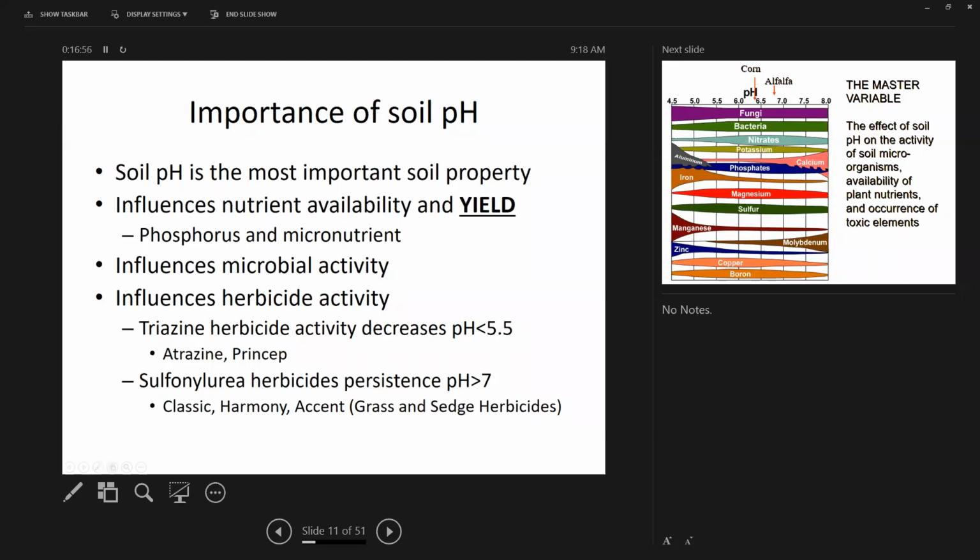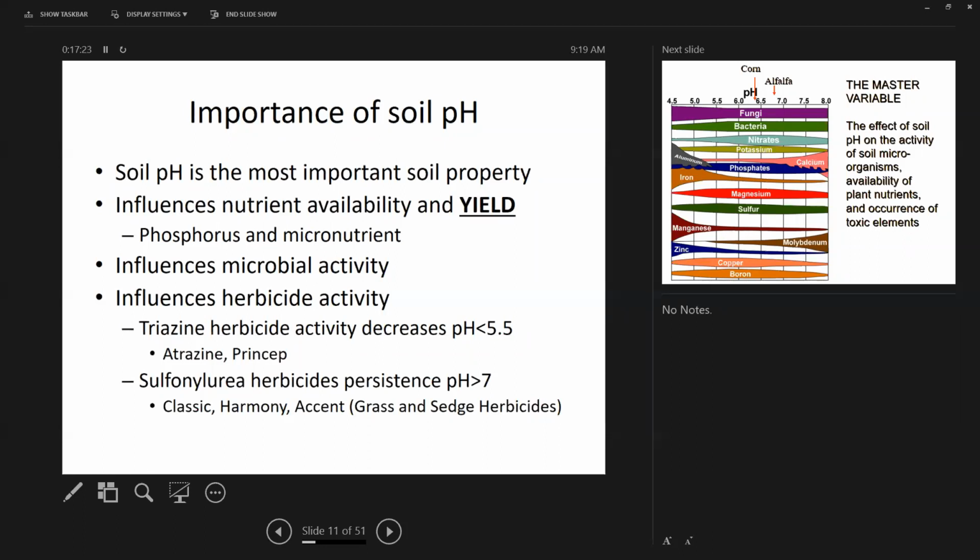In particular, phosphorus and the micronutrients are the big ones that come to mind. It also influences microbial activity, herbicide activity. So the triazine herbicides like atrazine and Princep, as your pH decreases, if you get much below 5.5, that activity decreases.